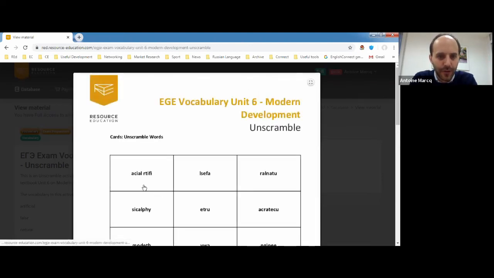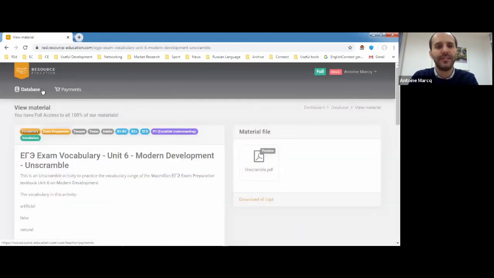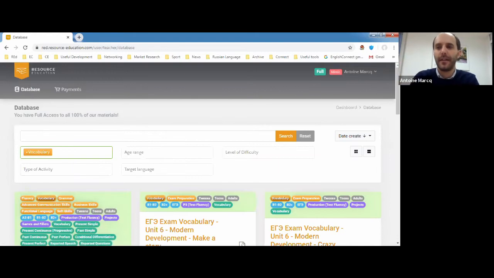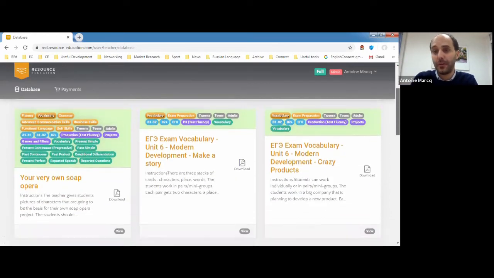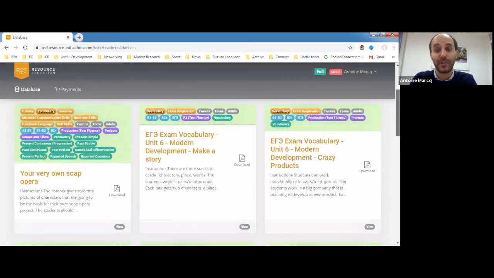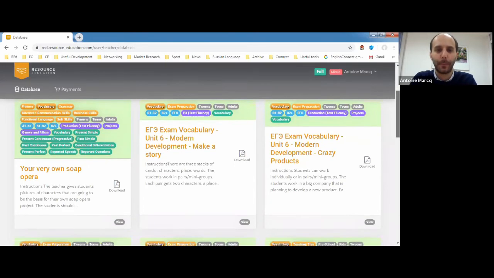Let's see if we can do it very quickly. So artificial, false, natural, physical, true, accurate. There you go. You can use these as cards so that students, again, if you're doing it slowly, it's a P1. If you're doing it with time and with challenges, it becomes a P2.